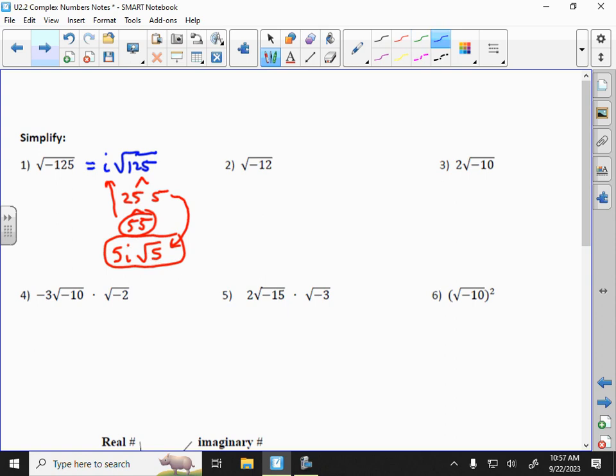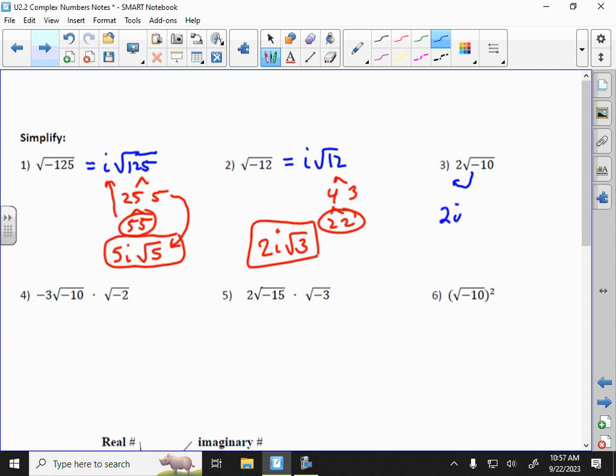Number 2, same thing. I'm going to pull the negative out. i root 12. Simplify radical 12, 4 times 3. 4 is 2 times 2, so here's my pair. So 2i radical 3. Number 3, pull the negative out. There's a 2 already out there, so I'm going to multiply 2 and i together, so it's 2i radical 10. I'm going to try to simplify radical 10. I can break it down to 2 times 5, and I don't have a pair, so this is the final answer, 2i root 10.